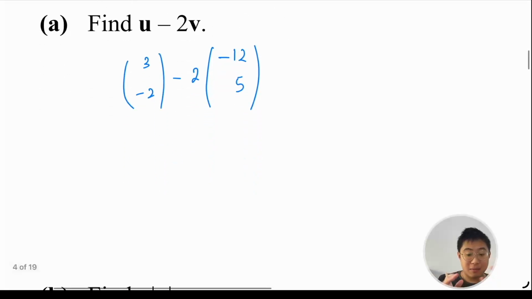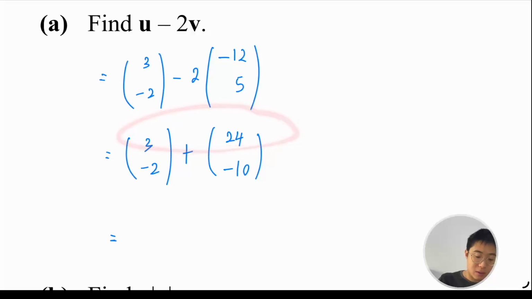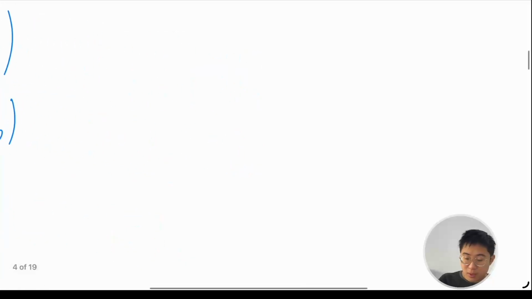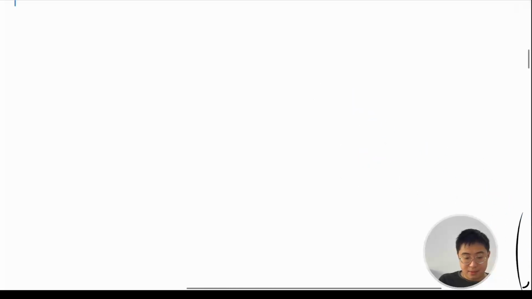What now? I can multiply, right? Just like any other bracket. Bracket means times. So the u is untouched. I will have 3, negative 2 plus, okay, negative 2 times negative 12, that is positive 24. Negative 2 times 5, that is negative 10. And then it works the same as your x and y. You can only add the 2 on the top together. You can only add the 2 on the bottom together. So 3 plus 24 is 27. Negative 2 and negative 10, that is negative 12. So we can just write that in. 27 and negative 12. And that is your answer.